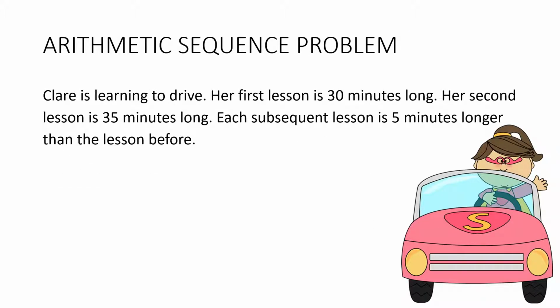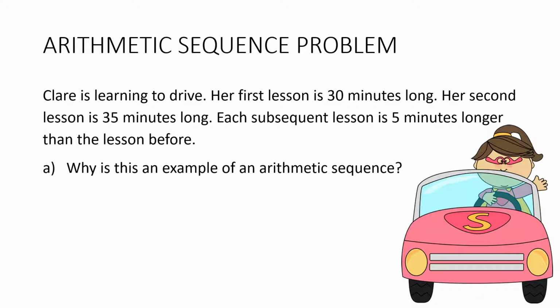Okay, so here's an arithmetic sequence problem. So this is where it's going to be a real life situation. Claire is learning to drive. Her first lesson is 30 minutes long. Her second lesson is 35 minutes long. Each subsequent lesson is 5 minutes longer than the lesson before. Why is this an example of an arithmetic sequence?